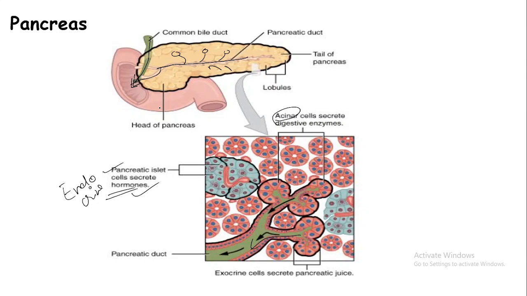Because the liver and pancreas are not a part of the alimentary canal, they cannot come directly in touch with the food or the chyme, right? So they have to pour the secretions to a part where the food is present. That happens in the duodenum region. So just have a look at the different parts of it.